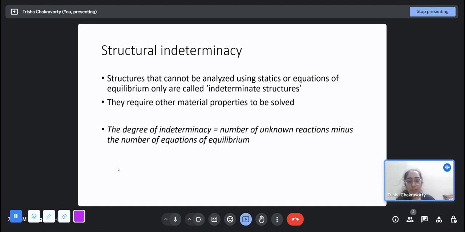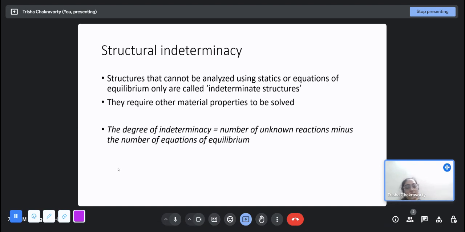So some material properties or some other we need to get the number of redundant reactions that we have, that many extra equations we need. So the degree of indeterminacy is the number of unknown reactions minus the number of equations of equilibrium. If the degree of indeterminacy is 0, it means it is a determinate structure. If it is less than 0, it means it is an unstable structure.